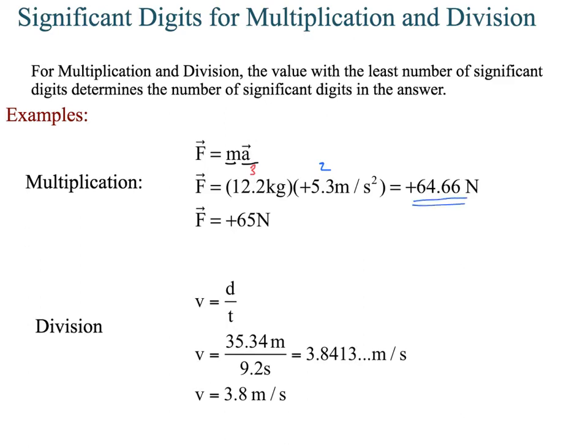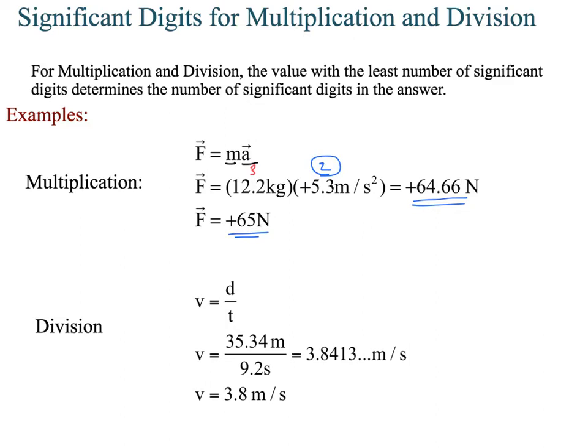Now we know from the rule of multiplication and division for significant digits, the number of significant digits in your answer is going to be the same as the number with the least number of significant digits that you used in the calculation. So this value here had 2 significant digits, so we round our answer so that it also has 2 significant digits. Let's take a look at an example for division.